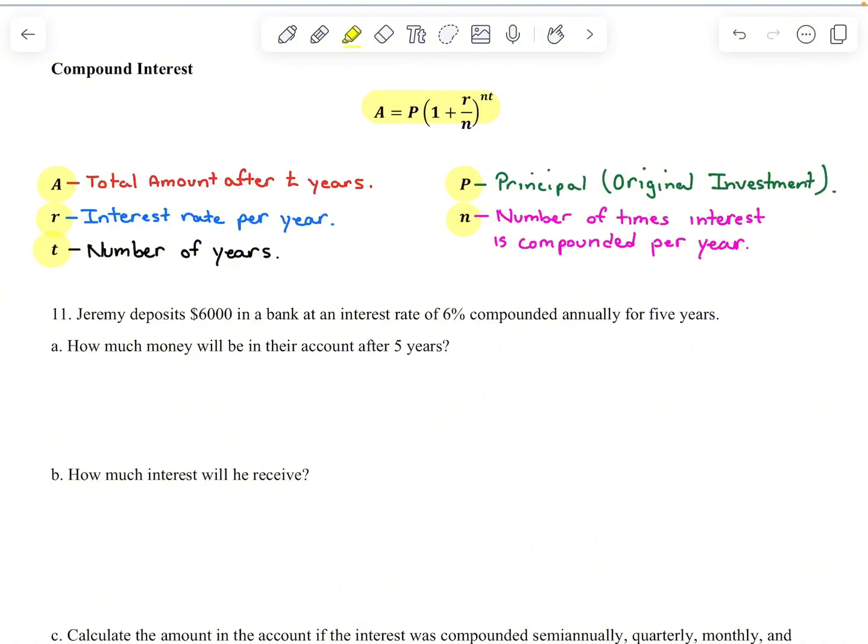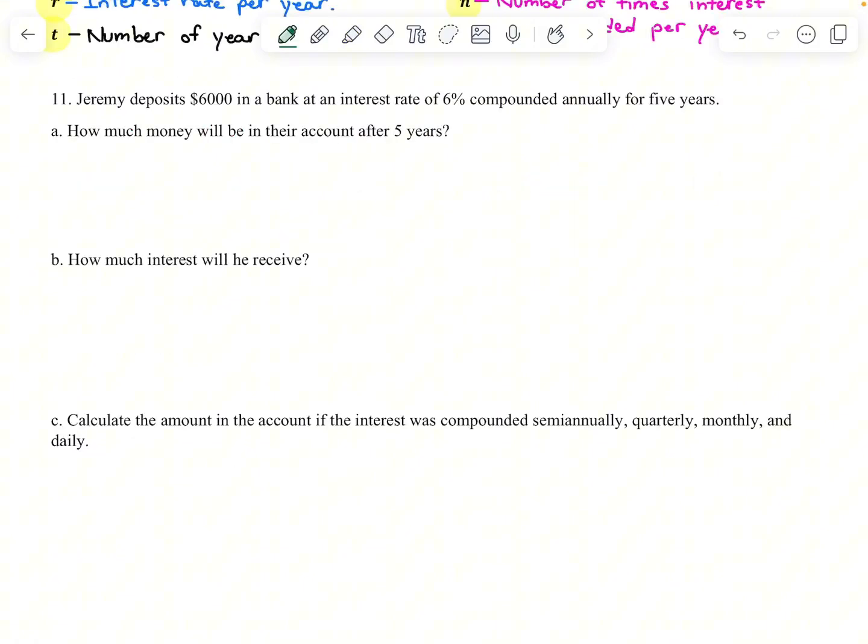So now let's take a look at an example. Jeremy deposits $6,000 in a bank at an interest rate of 6% compounded annually for 5 years. How much money will be in their account after 5 years? Jeremy deposits $6,000, so P is equal to 6,000. The interest rate is 6%, so written as a decimal, R is equal to 0.06. This interest rate is compounded annually, which means Jeremy will receive interest once per year. And the total time is 5 years, so T is equal to 5.